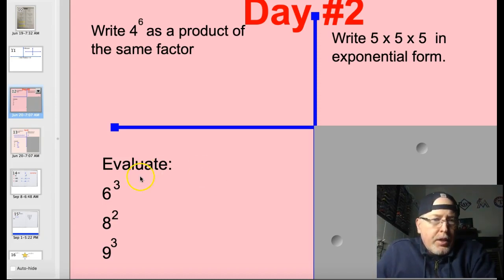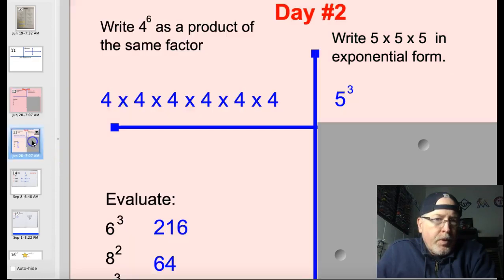All right, let's see how you did. Well, 4 to the 6 is the product of the same factor. Well, it's 4, and there should be 6 of them. 1, 2, 3, 4, 5, 6. That looks good. Write 5 times 5 times 5 in exponential form. Well, there's 3 of them. That's 5 to the third.